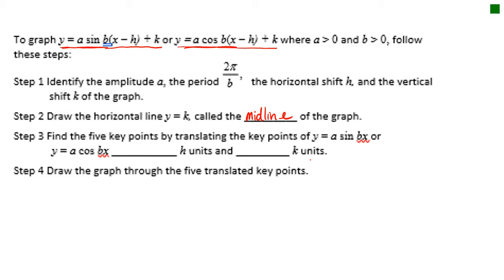Then we're only going to do one period of each thing, and we're going to find 5 key points by translating the graph horizontally by h units and vertically by k units. And then we're going to draw the graph through those points.